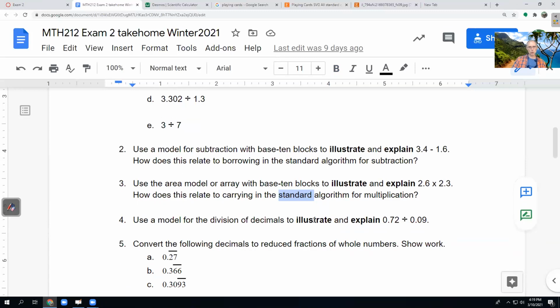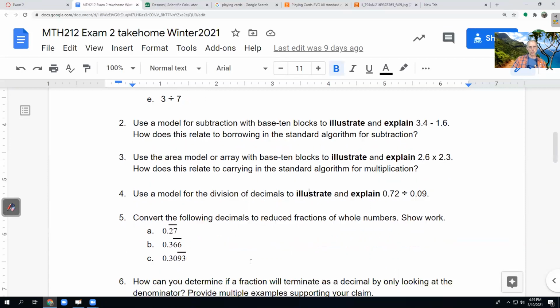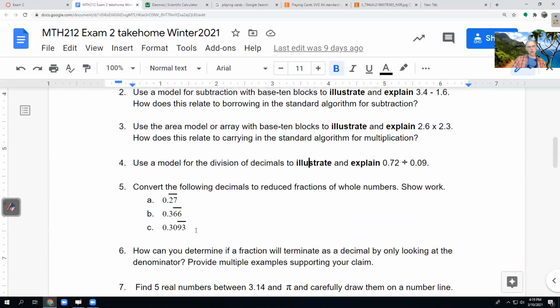Division one was pretty straightforward. There are examples like that in the book. Almost everybody got that right. Lots of problems on number 5 here.